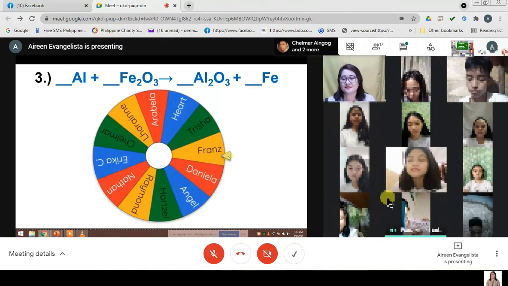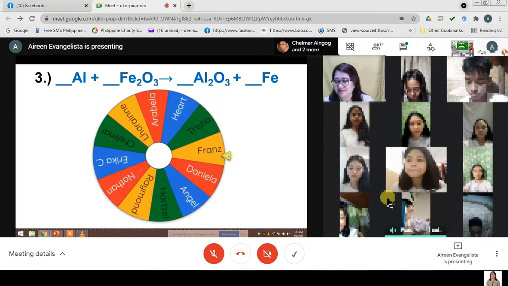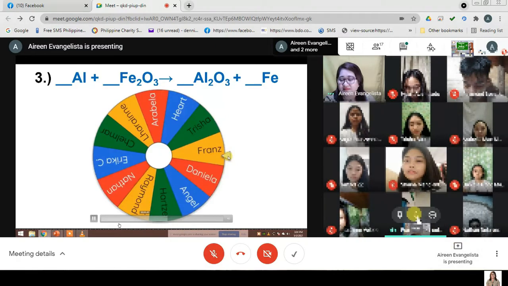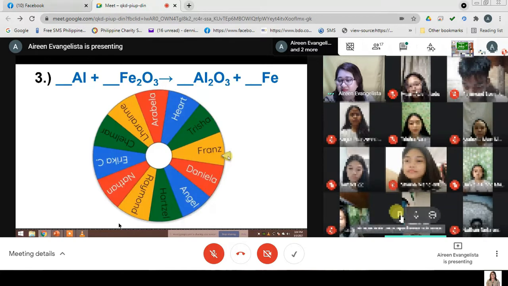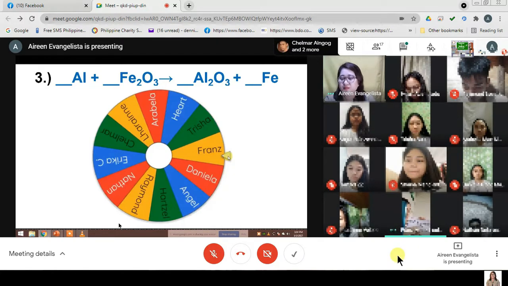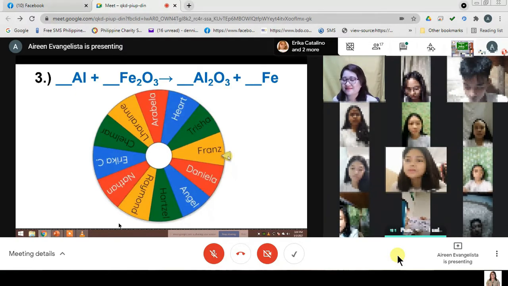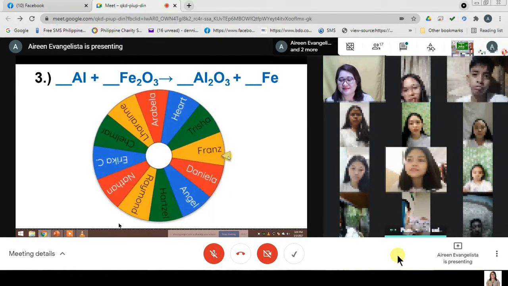Now, write the subscript of each element. So on this side, Al is equal to 1, Fe is equal to 2, and O is equal to 3. And on the product side, Al is equal to 2, Fe is equal to 1, and O is equal to 3. Take note that if no subscript is written, it is automatically 1. Now, we need to find the unbalanced elements. So the unbalanced ones are Al and Fe.